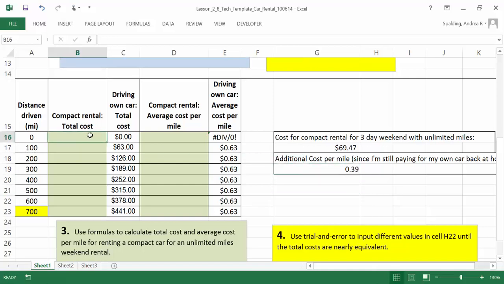So let's compute the total rental cost. That would be equal to the fixed cost, which is $69.47, plus the variable cost, so that would be 0.39 times the number of miles we drive. So that's 39 cents per mile, 39 cents times the number of miles. Okay, we're just going to pull that on down.